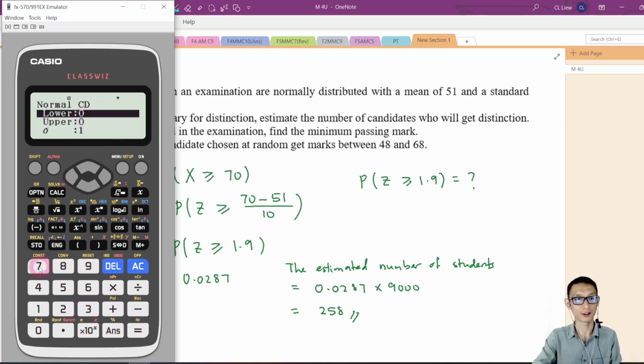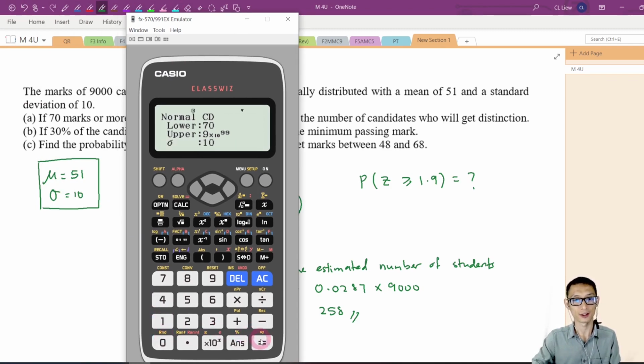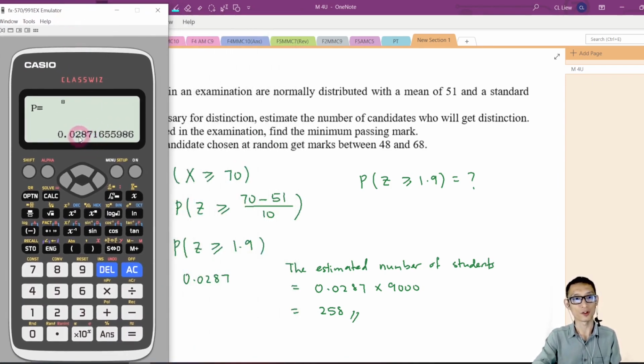Lower will be 70. For upper, we just key in a really large value, 9 times 10 to the power of 99. Be careful, this is not a standard normal distribution, so the standard deviation here is not 1, but 10. The mean is not 0, but 51. This is the answer, 0.0287. So this is how we use our calculator to help us get the answer.